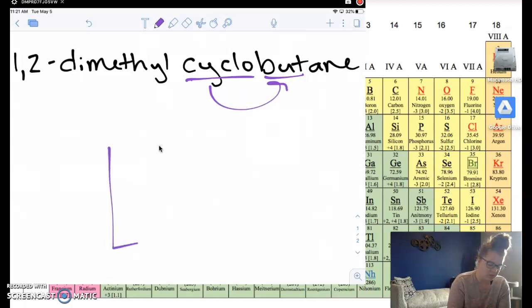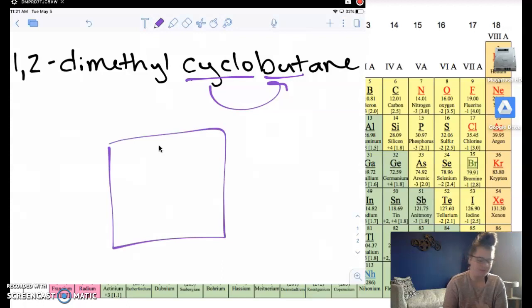So a square. 1, 2, 3, 4. Those are my 4 carbons stuck in a ring. Ane means they're all single bonds, so I'm not going to do a double or a triple line anywhere. So that's the cyclobutane part right there, is just the square. And I personally kind of like writing little notes to myself like this just so I can kind of remember what I have done. So now I'm going to look at the 1,2-dimethyl part.